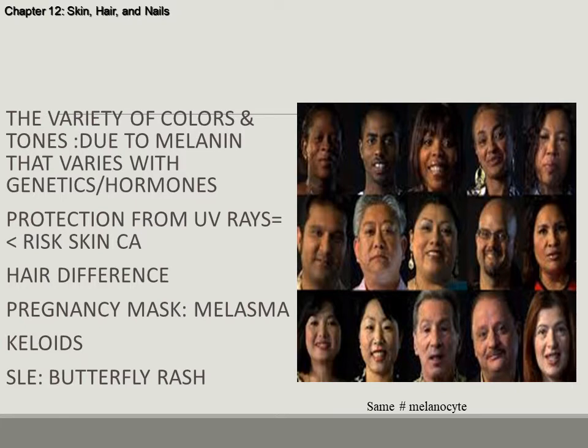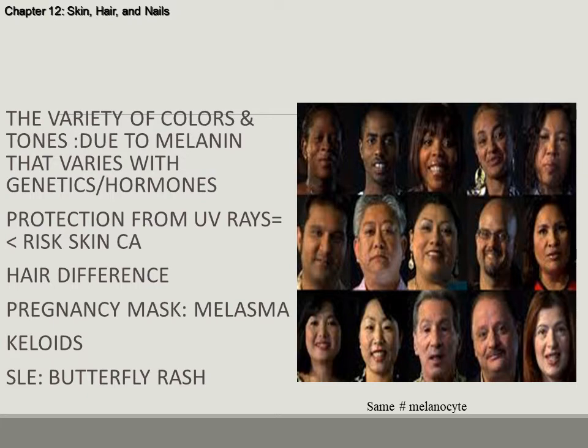Now, our skin shades are quite different. All of us have the same amount of melanocytes, which are a precursor for melanin, but we have different amounts of melanin in our skin. So some of us are lighter skin tone and some of us are darker as well.